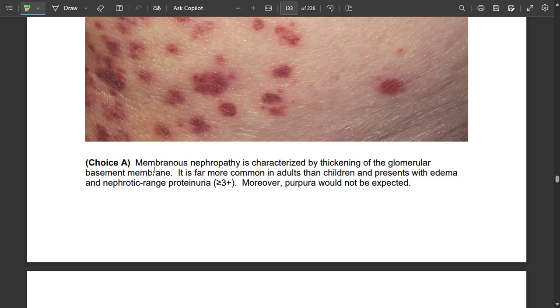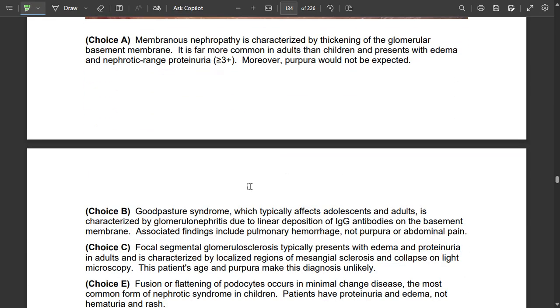Membranous nephropathy is characterized by thickening of the glomerular basement membrane. It is far more common in adults than children. It presents with edema and nephrotic proteinuria. Moreover, purpura would not be expected.